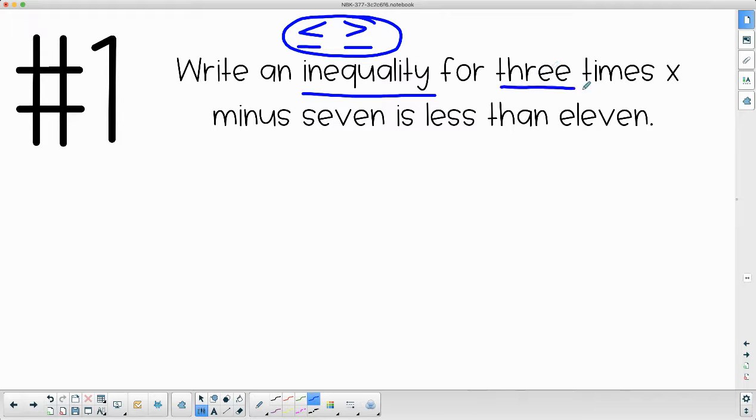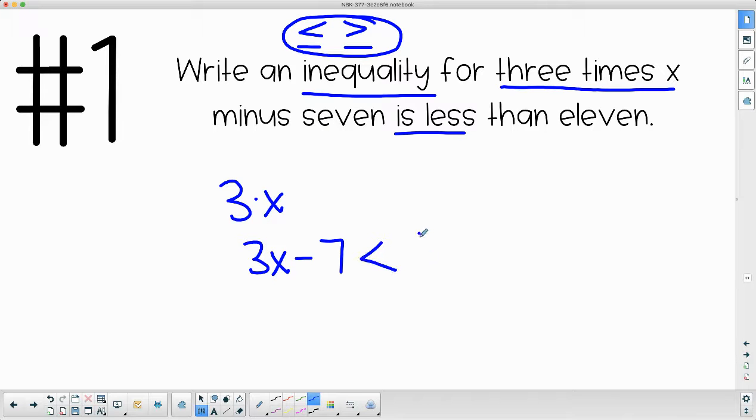So we have 3 times x. We could write that as 3 times x, or we could also just write 3x. We wouldn't want to use the times sign with x, or it will look like 3xx, and we won't know which one's a variable and which one's an operation. So one of these two, and then we're going to minus 7. This is going to be less than 11.